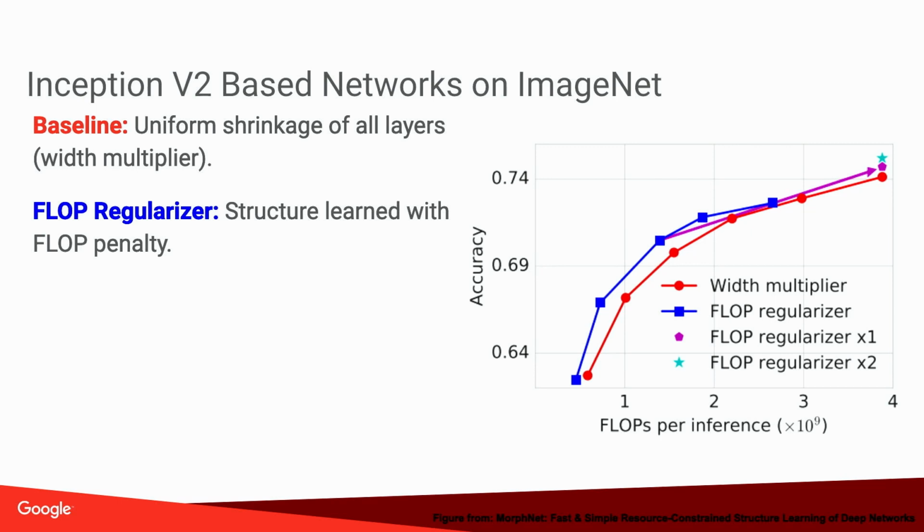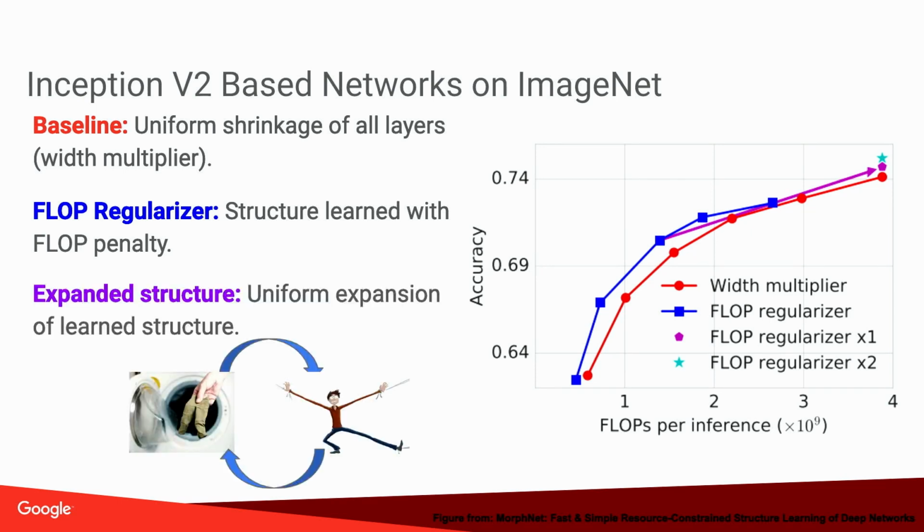And what we can see is, again, a performance that is stronger than what you could achieve by the brute force method of a uniform reduction. What we can see in the magenta and the turquoise, probably star, in the top right is what happens if you take one of the shrunken models and uniformly expand it to tune it to have the exact same cost as the original model.